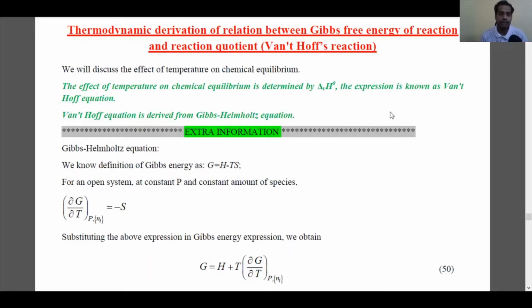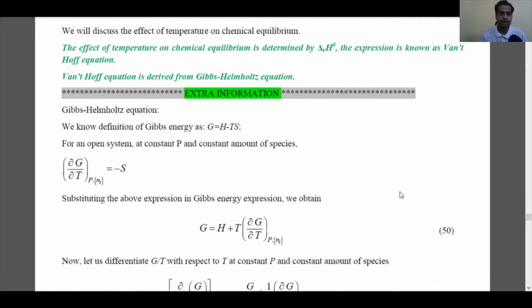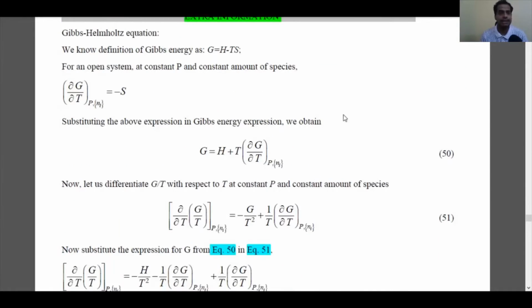This Van't Hoff equation is derived from the Gibbs-Helmholtz equation. First, I will quickly go through the derivation of the Gibbs-Helmholtz equation, then we will discuss the Van't Hoff equation. So, the basic definition of Gibbs energy is G is equal to H minus TS, where H is the enthalpy and S is the entropy of the system.